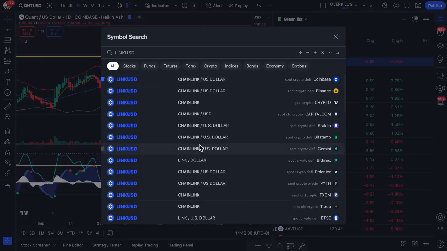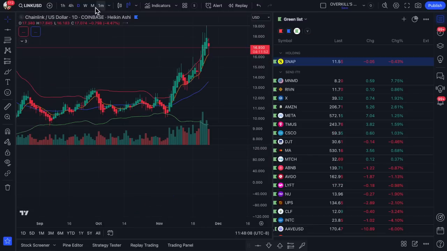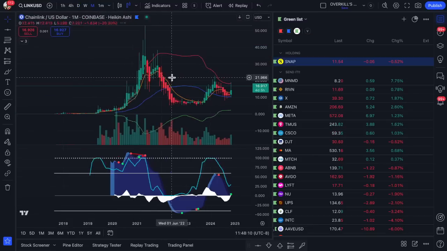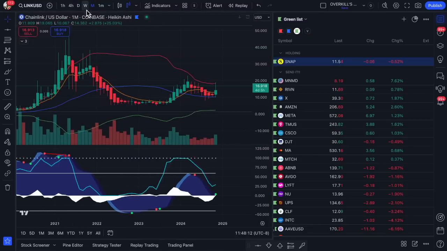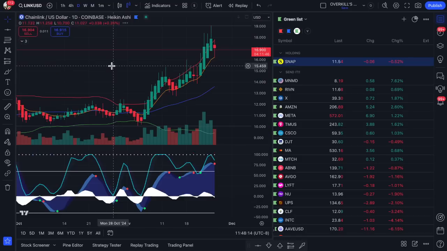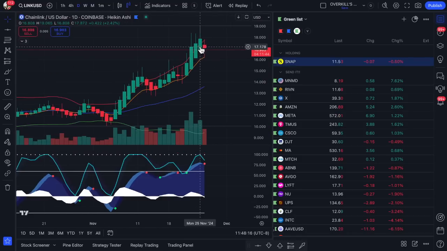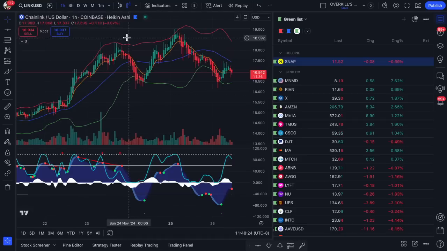Link. Chainlink. Okay, that one's also green on the monthly. So I took a quick trade on this one. I got stopped out. I think I got in at like $15, or maybe it was 16 right there. Boom, it went up for a day, then flushed. I was looking at an hourly chart. I think I bought right in this area. It went up and then got shoved right back down.